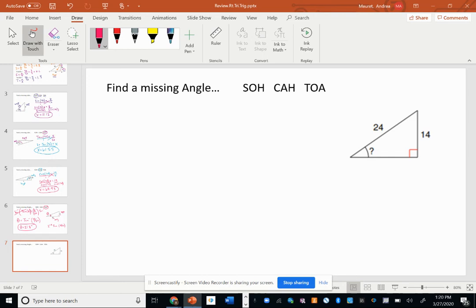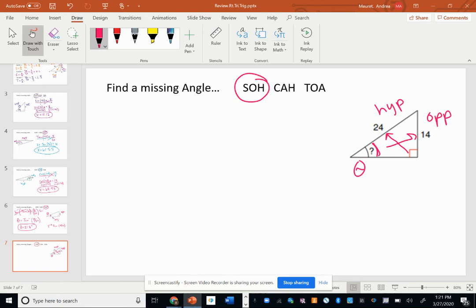On the second example, again, we can call this angle theta down here that we're looking for. The sides that we know this time are the opposite, which is marked with a 14, and the side with the 24 is the hypotenuse because it is opposite the right angle. The ratio that uses opposite and hypotenuse is the sine ratio.